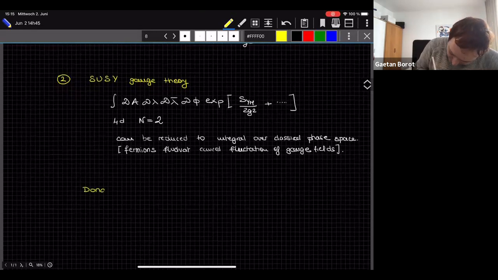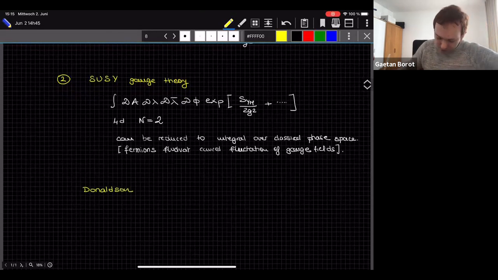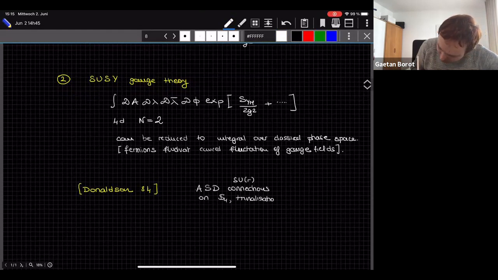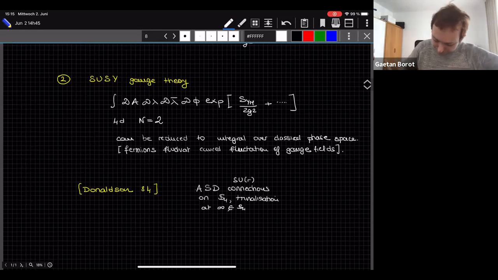So here, one can study the classical algebraic geometry of this space of classical solutions. I can mention a classical result of Donaldson. Let's say that you look at anti-self-dual connections, so SU(R) on S4 with a trivialization at infinity, so that's a certain point on S4, when you see it as a one-point compactification of R4, modulo gauge, and with fixed instanton number.